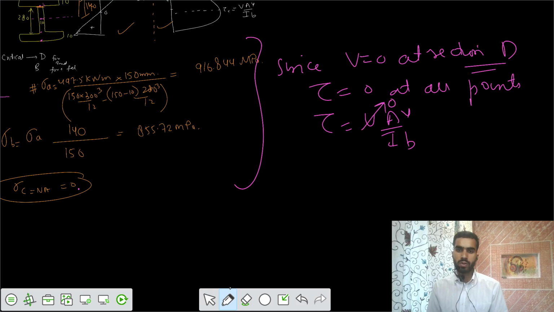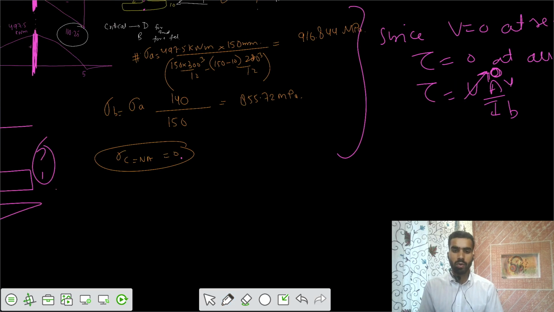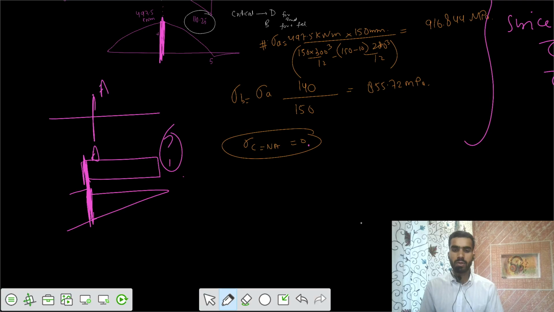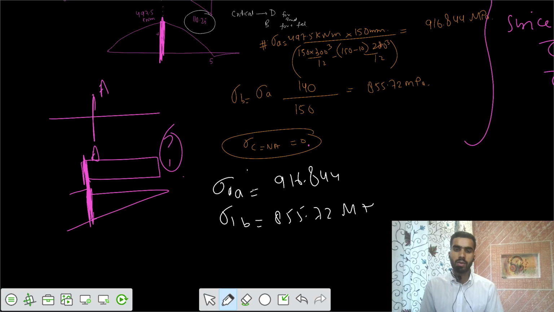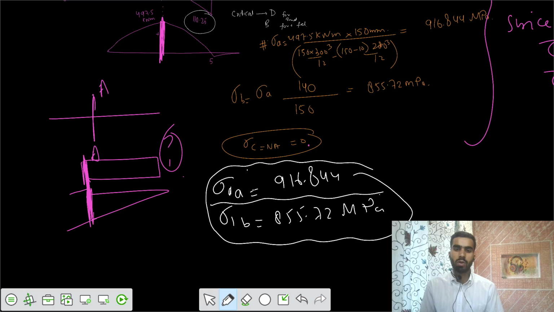Your V is equal to 0. Since the shear force is itself 0 in this equation, I would say tau is 0 at all points on the section D. So if I ask what the major principal stresses are, sigma 1 at A is directly 916.844, and sigma 1 at B is also 855.72 megapascal. These are your major principal stresses on those two critical points.